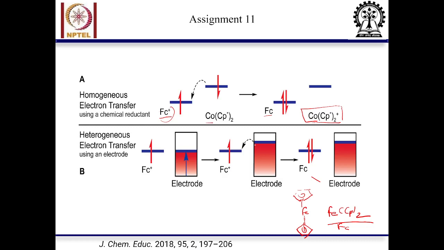If it is going up, electron transfer can happen from the Fermi level, that one electron will come to the close by species. This is called the interfacial process, because the species which is near to the interface, that only will be reduced. So this Fc plus will go to the Fc. So this is the difference between homogeneous and heterogeneous.